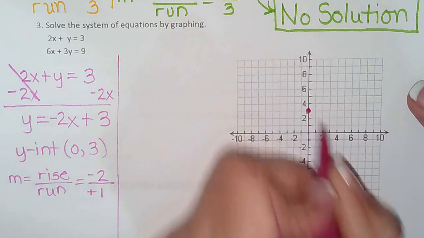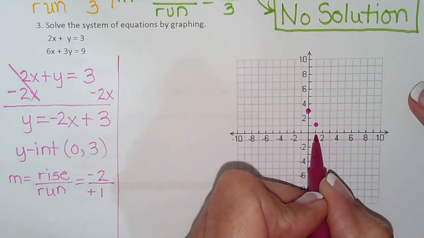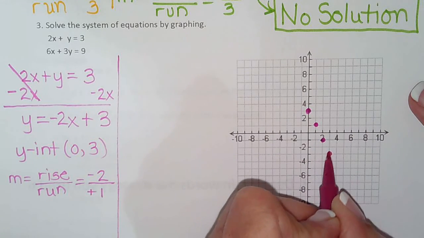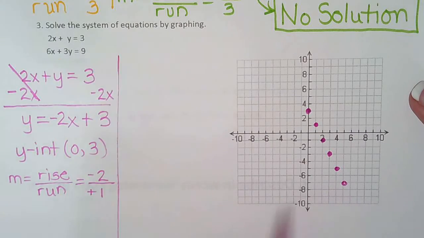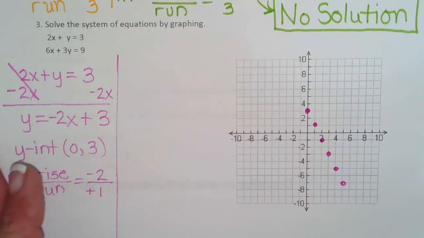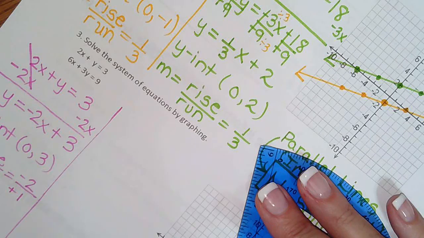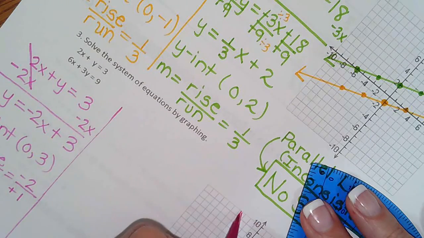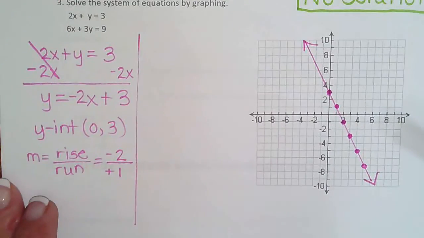So 0, 3, down 2, run 1, down 2, run 1, down 2, run 1. That should probably be enough. Okay, let's connect that and then we'll do the next line on the next video because I see we have about 20 seconds left. So there's my first line, all pretty.